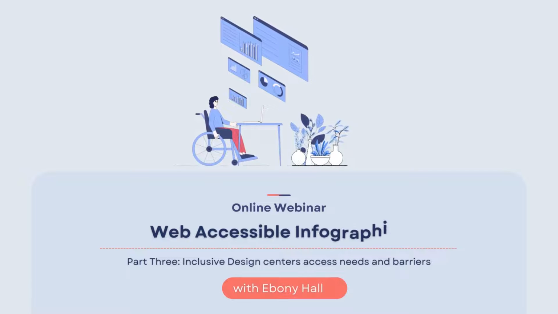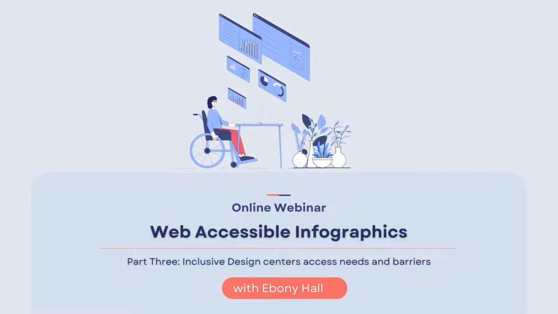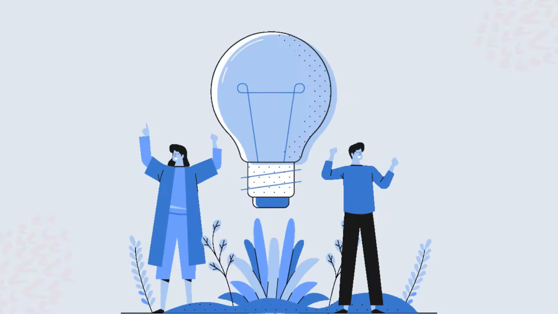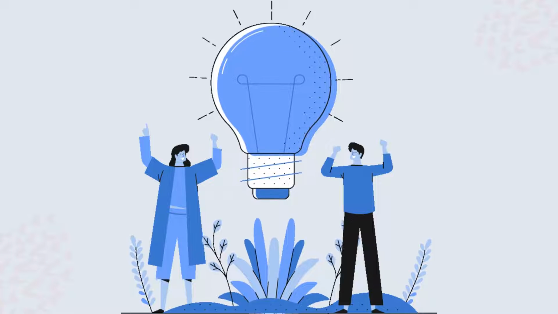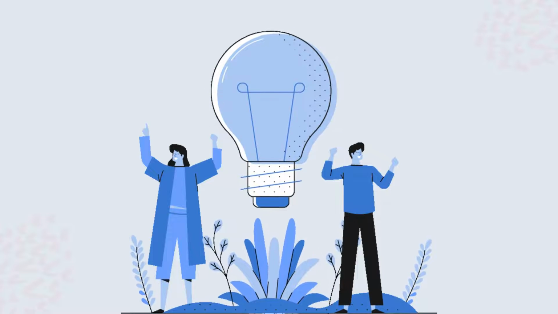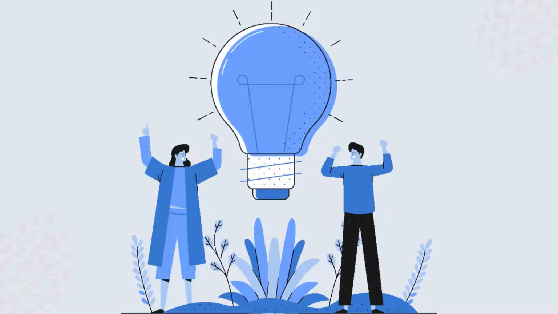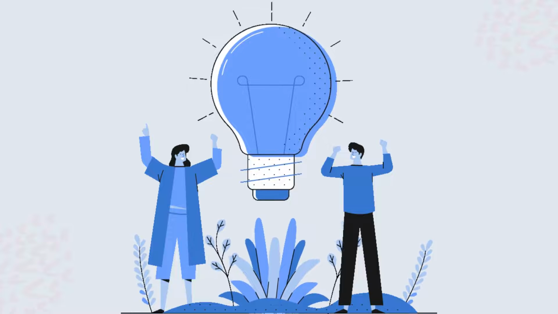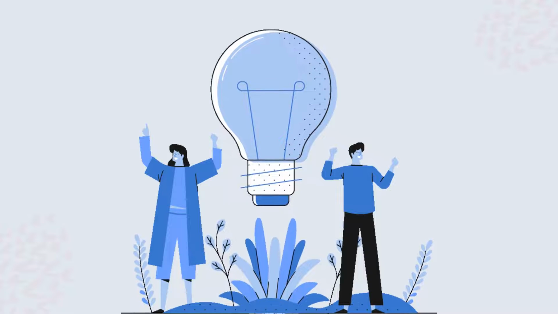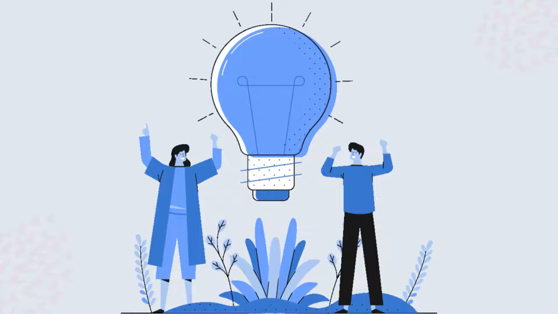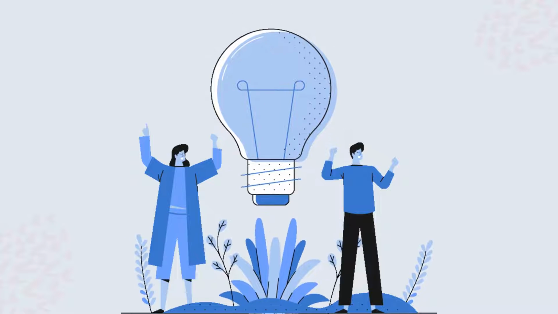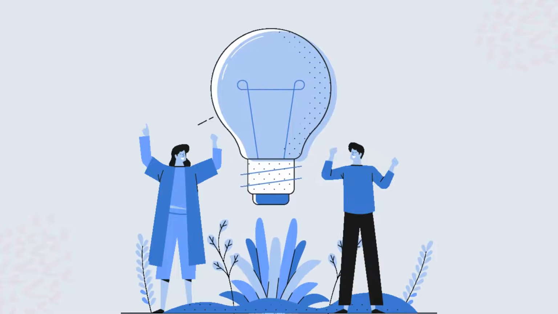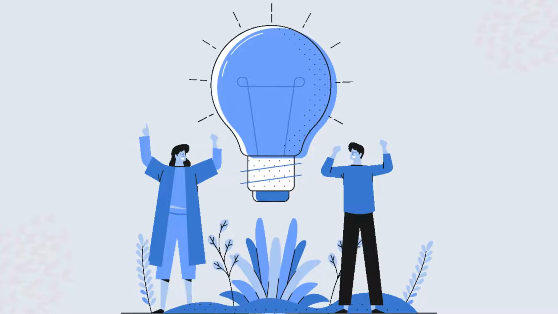Web accessible infographics. Part 3. Inclusive design centers access needs and barriers. Web accessibility is not just about providing tools and resources to individuals with disabilities. It's fundamentally about putting design for accessibility in the center of the design process in order to meet the access needs for all users. We'll take a look at users with disabilities and how inclusive infographics can be designed in order to support their needs.